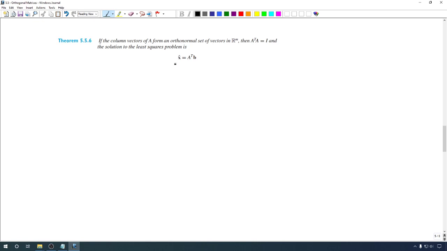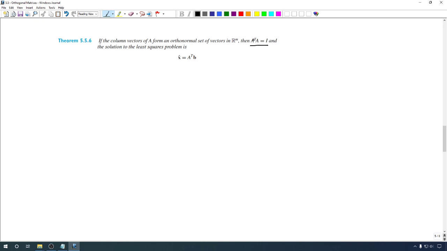And it's saying that if our column vectors are orthonormal, then we still have this same relationship that A transpose times A is the identity matrix. Because remember, that product is literally just the matrix of all the inner products of all the columns with themselves. And we're going to get the identity matrix.